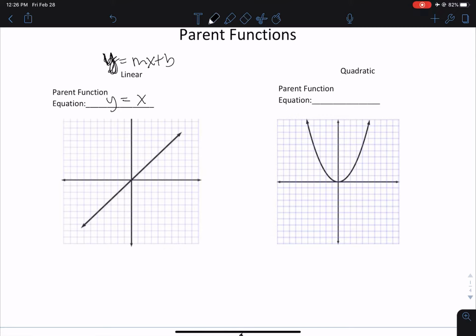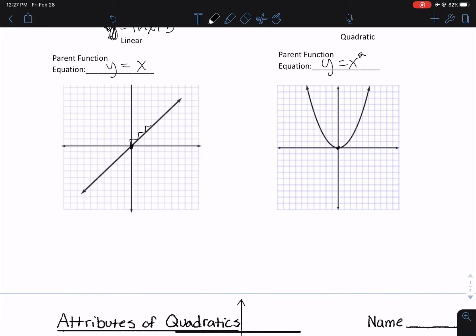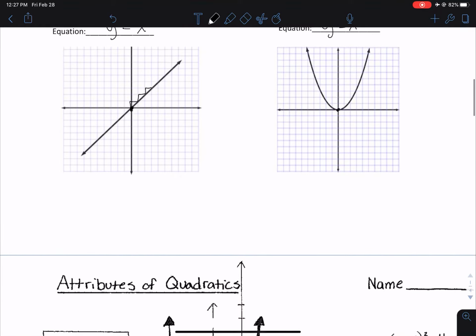So the parent function of a linear is symmetrical at the origin and has a slope of 1. Okay. So then for a quadratic, we have y equals x squared as the mama bear. And just like the linear, it's at the origin and it's symmetrical. So if I were to fold this U in half, it's symmetrical, right? Similar to this, if I fold the line in half diagonally, they would be on top of each other. So anyways, that's what the graphs of the parent functions of linear and quadratic look like.